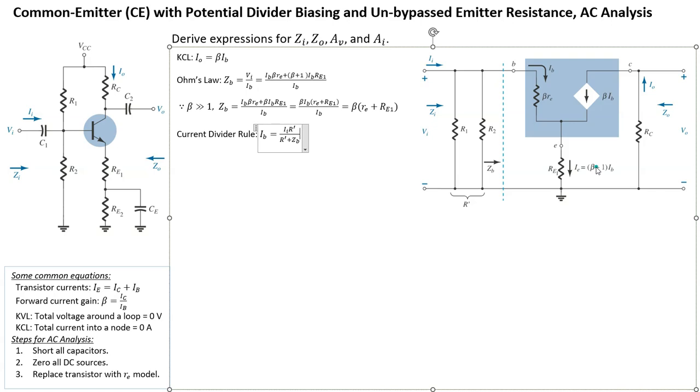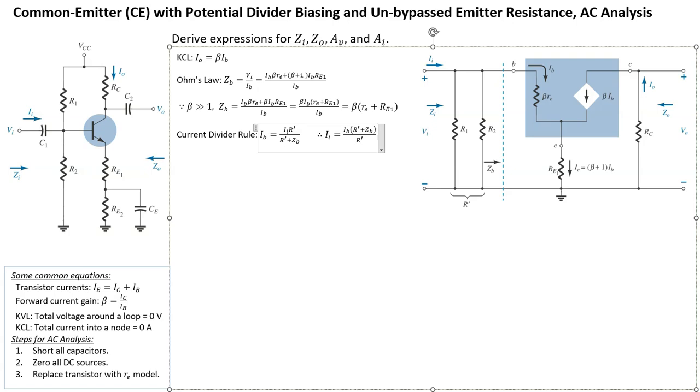Okay. So therefore we can write in terms of II, because we want to figure out what II is. We're going to use II in various other places. So therefore, I is equal to IB times, well, basically the fraction here ends up on the other side, so it's going to be R prime plus ZB at the top divided by R prime. Okay, so that's our expression for II.